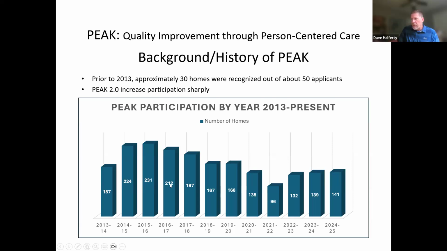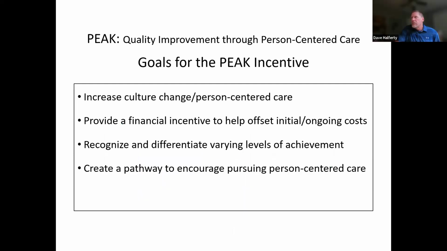As things got more refined, and as it was set what is expected to be able to hit these different things, it got a little more challenging, and participation declined. And then, of course, COVID hit, and that certainly had an impact. But the last few years, we've started to rebound a little bit. And hopefully that'll continue to grow, because ultimately the goal is to see as many homes achieve that person-centered care designation as possible. So that's a lot of background on it.